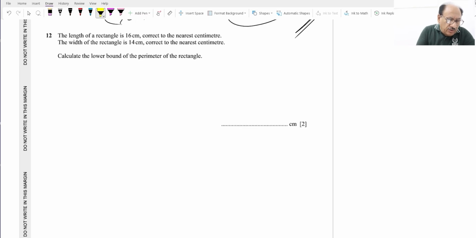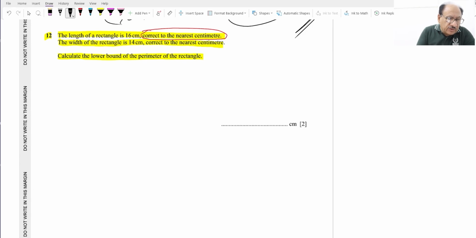Now question number 12 says the length of the rectangle is 16 centimeters, correct to the nearest centimeter. Correct to the nearest centimeter, it means it's a lower bound, upper bound question. So the width of the rectangle is 14 centimeters, and again correct to the nearest centimeter. Calculate the lower bound of the perimeter of the rectangle.